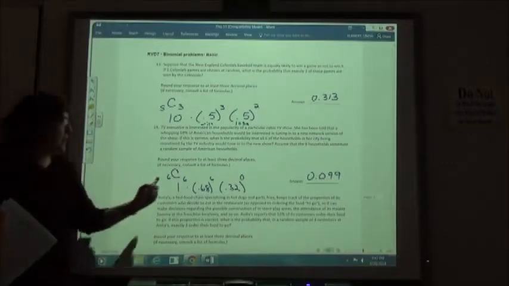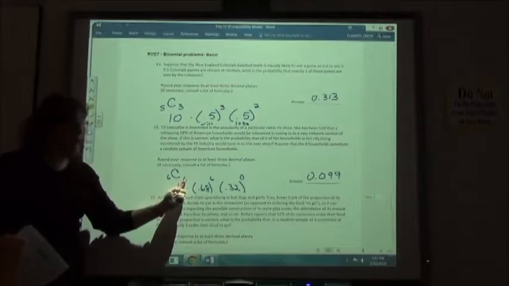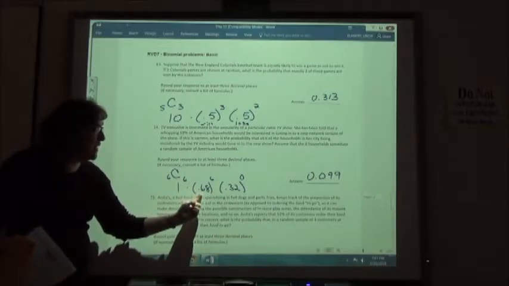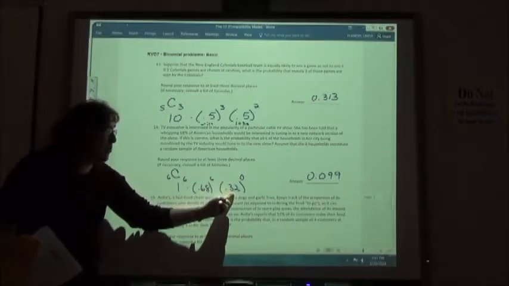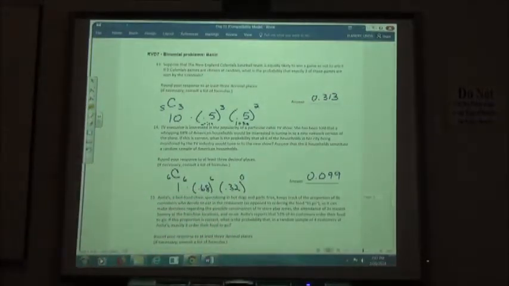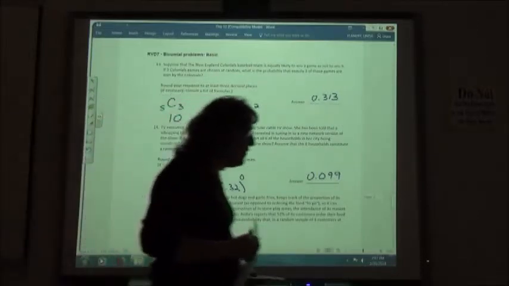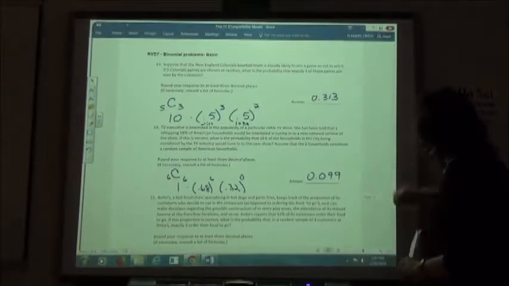So, 6 households, we want all 6 of them to say yes. 68% said yes, so 0.68 to the 6th power. 32% would be no, but we had nobody who chose that, so we have the 0 power there. Now, let's see on number 15 then, if we can figure out our formula.